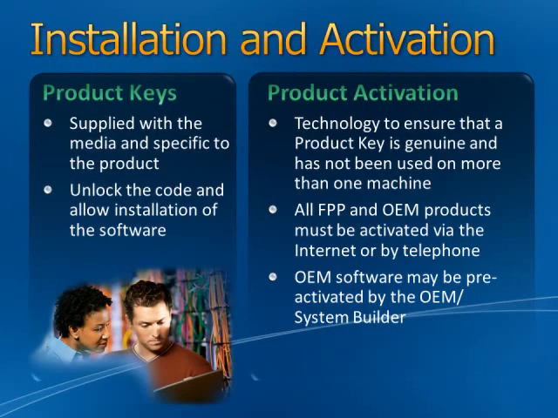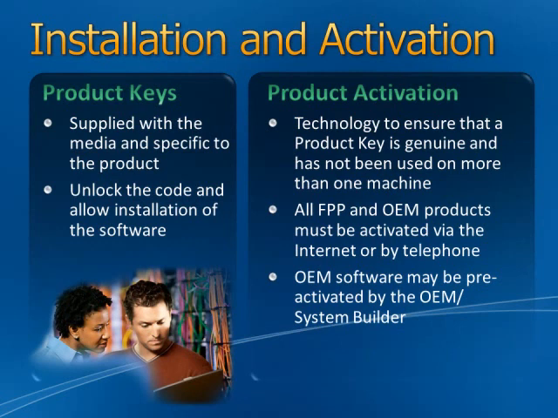So finally, in this section, let's think about installation and activation. When you have purchased a piece of software and you want to install that software on your computer, you will need to provide a product key, and that product key is supplied with the media for full package product and OEM licensing, and comes in the form of a volume license key if you're purchasing through volume licensing. What the product key does is basically unlock the code and allow you to install the software. So if you don't have that key, or you don't have the correct key, you would find that you're not able to install the software on your machine.